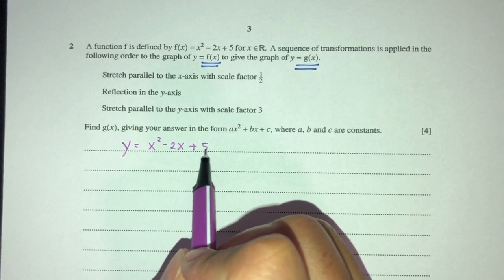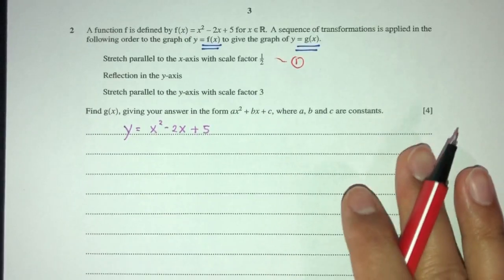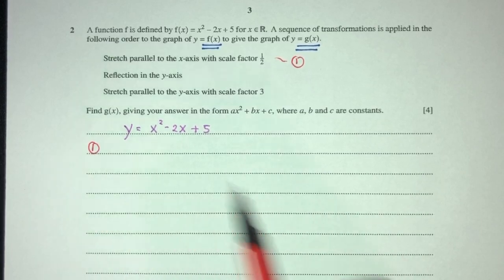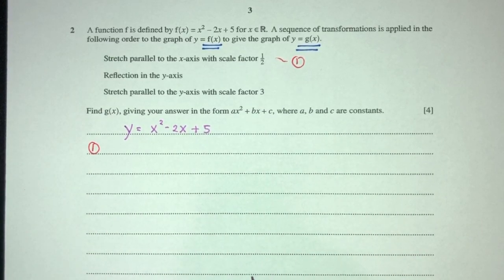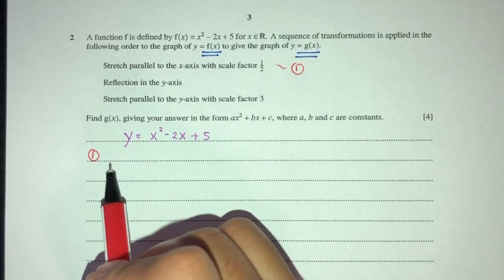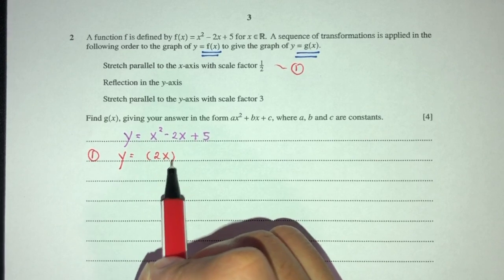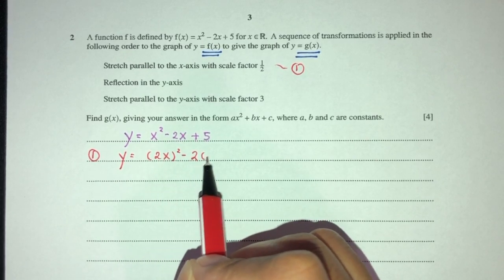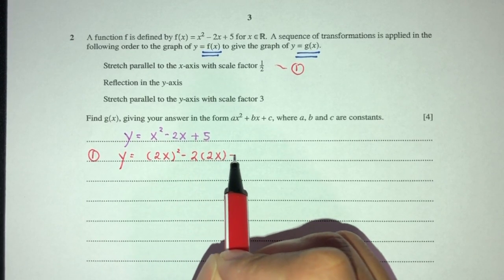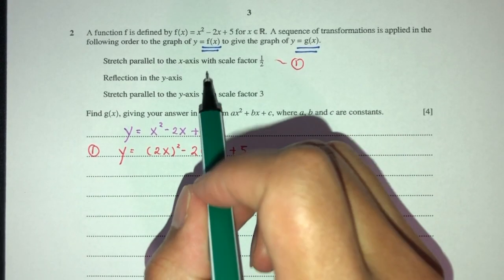That's the first equation. Now for the first transformation, number 1, it is a stretch in the direction of the x-axis with scale factor half. Now because of the 2 here at the base, that will become y is equal to 2x squared minus 2, 2x plus 5. That's step number 1.